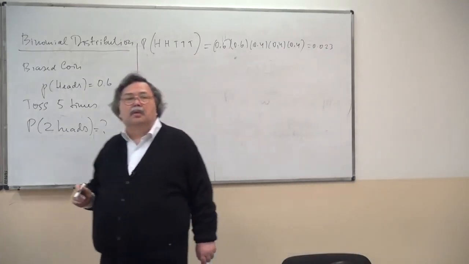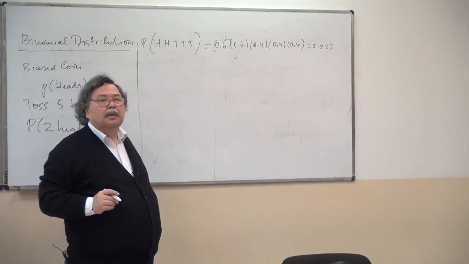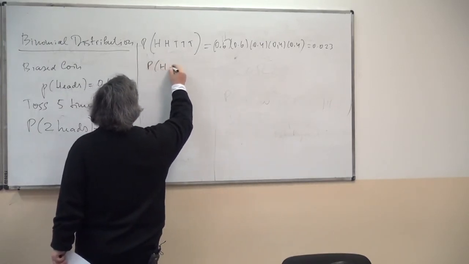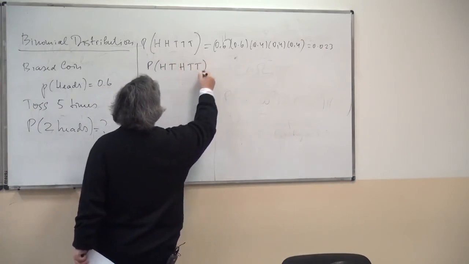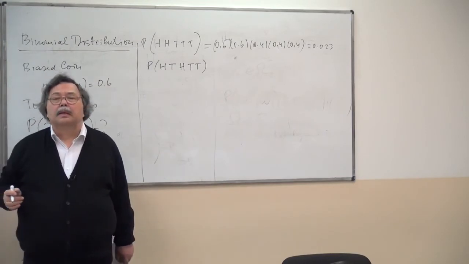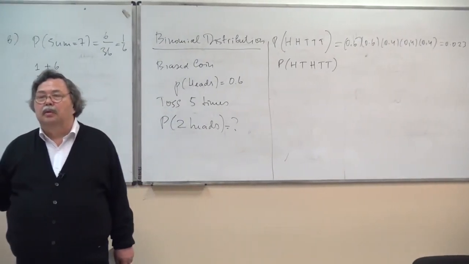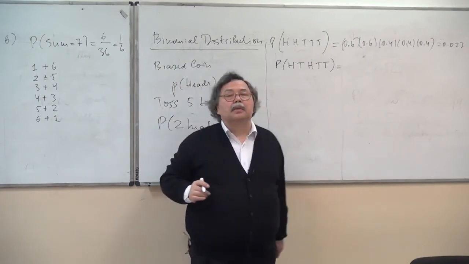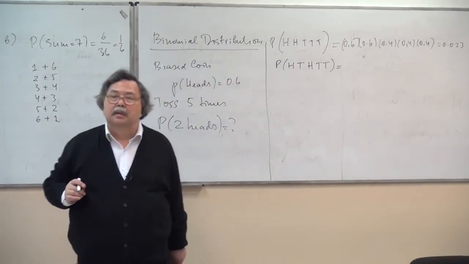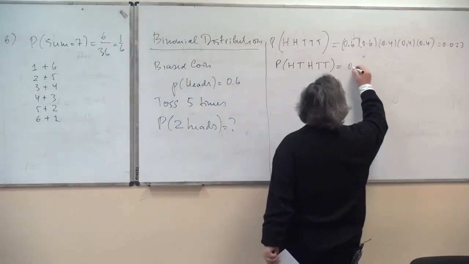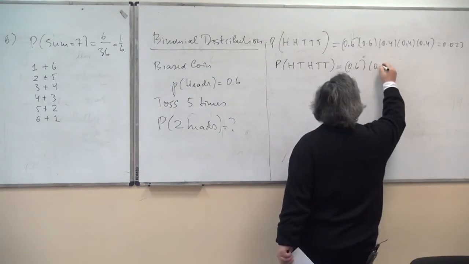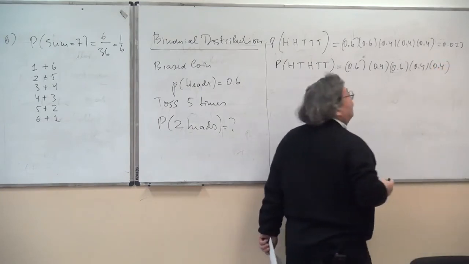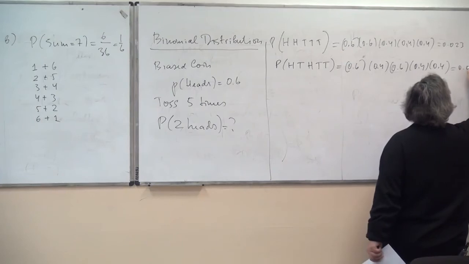But this is obviously not the only possible way of getting 2 heads on 5 tosses. Another possible way probably is this. H, T, H, T, T. Okay, so heads may appear on the first toss and the third toss. Well, obviously it's a possibility. The question is, what's the probability of exactly this sequence? And it's going to be 0.6, but the next term will be 0.4, and the next will be 0.6, and again 0.4, and again 0.4. And multiplying together, we get the same numerical answer.